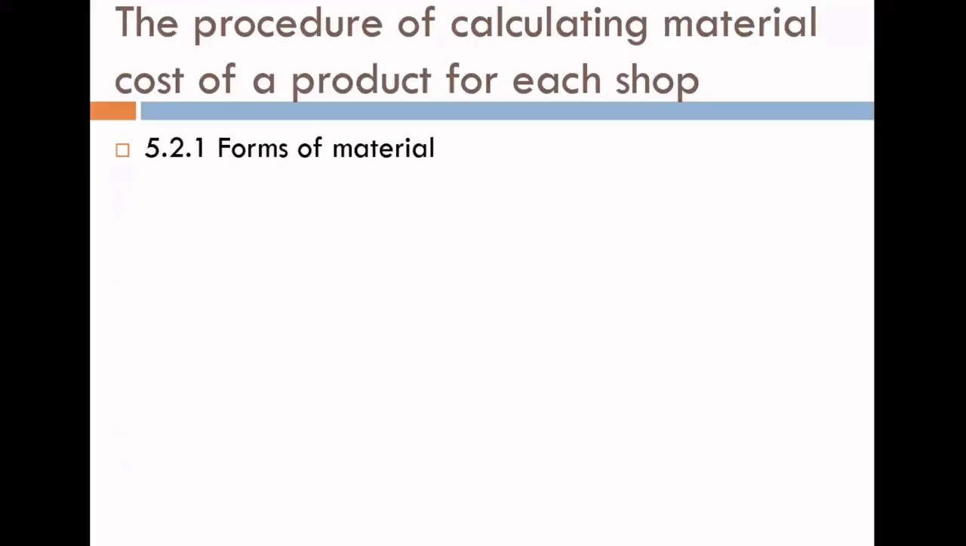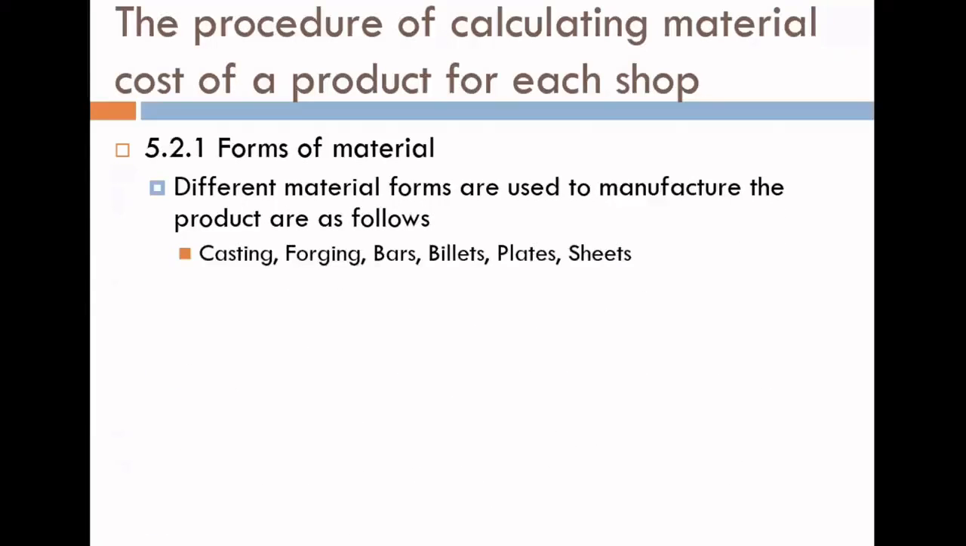So, we use the form of material. The different material forms used to manufacture the product are as follows: casting, forging, bars, billets, plates, and sheets. Castings are produced in the foundries. Castings of the required size are produced in the shops as per the requirement of the product. Forgings are also produced for the product in the required sizes and shapes.